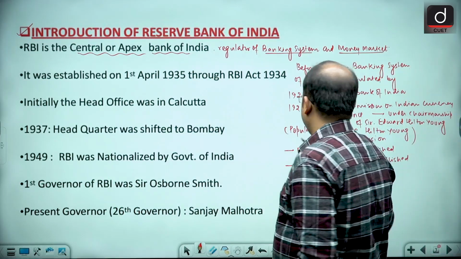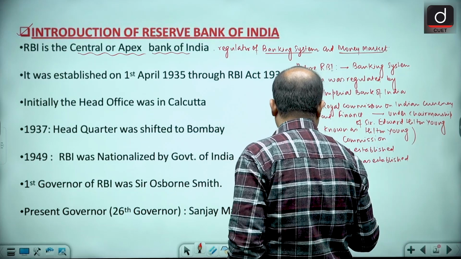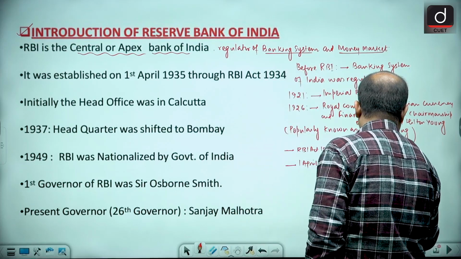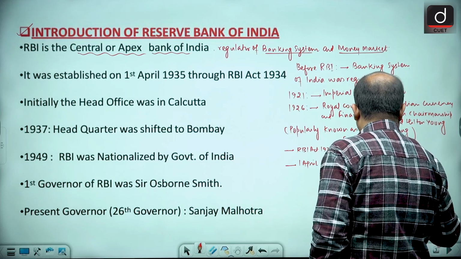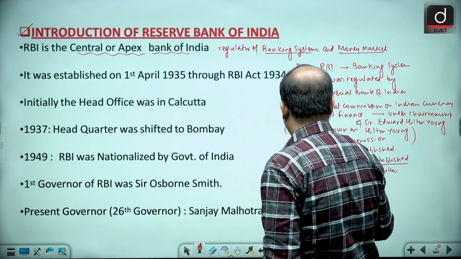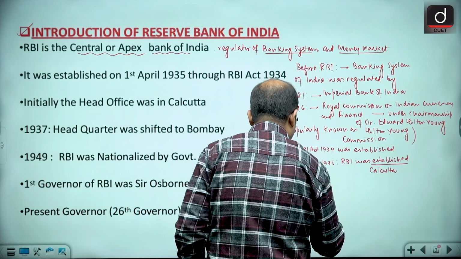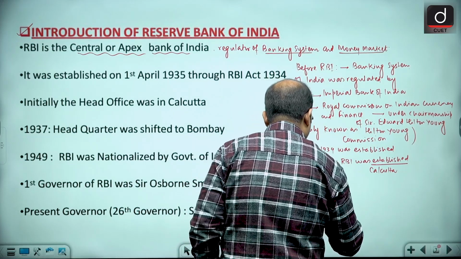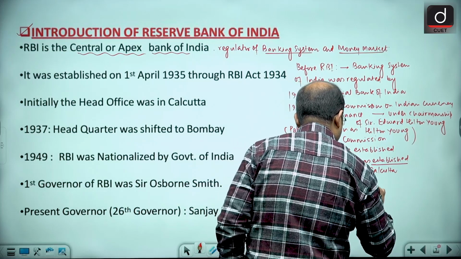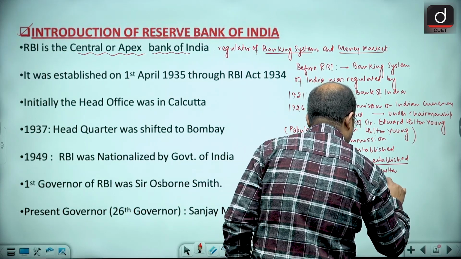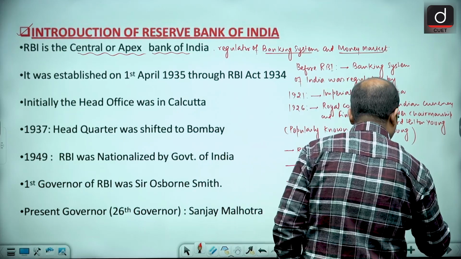Now guys, that was through the RBI Act 1934, and where in India was it established? It was established initially in Calcutta, but in the year 1937, the headquarters of RBI was permanently shifted to Bombay.